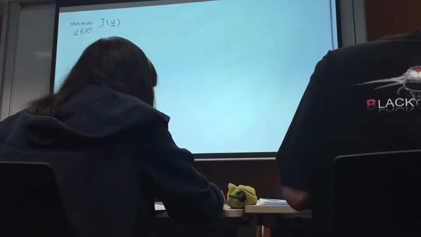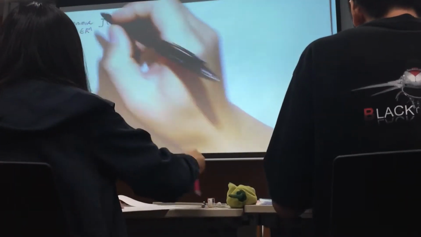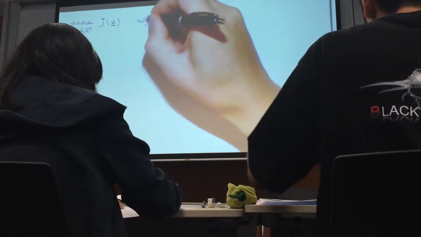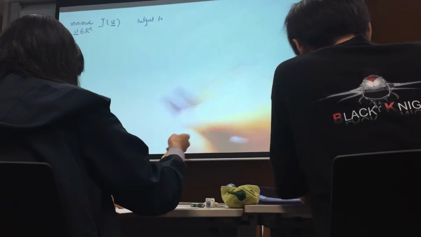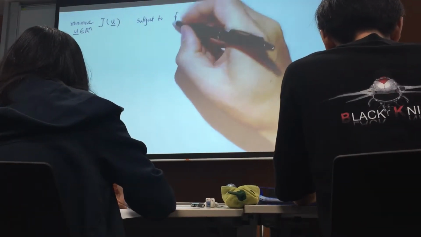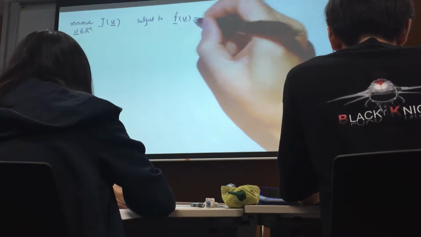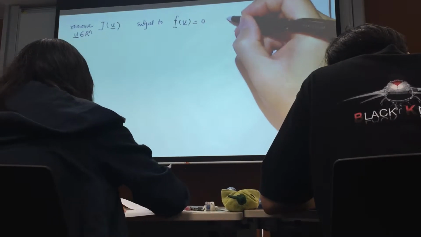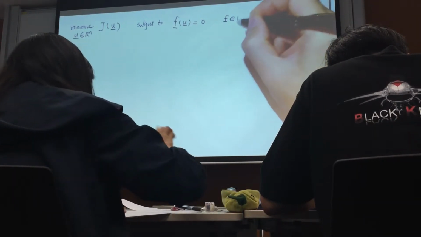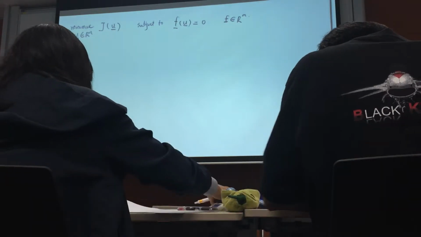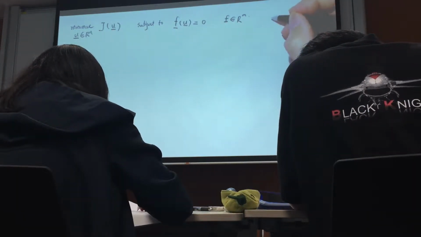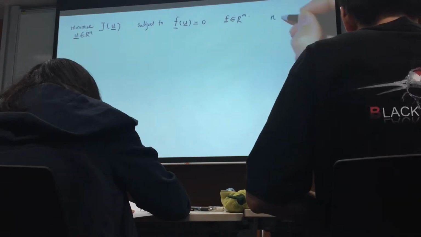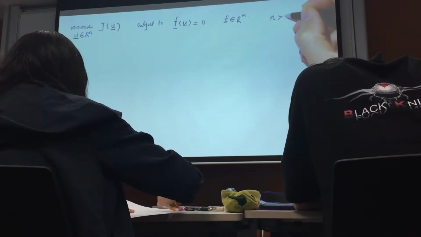Control input of U. So we minimize the cost function subject to a set of constraints. And the constraints are equality constraints. So assume we have M constraints. So we also define the number of control inputs is greater than the equality constraints.